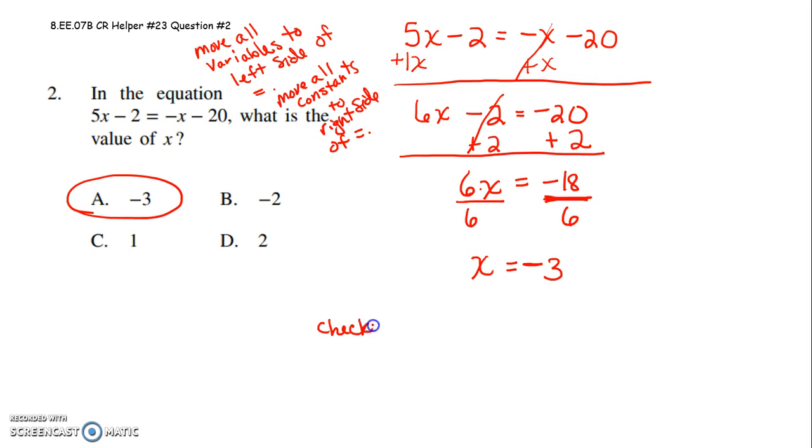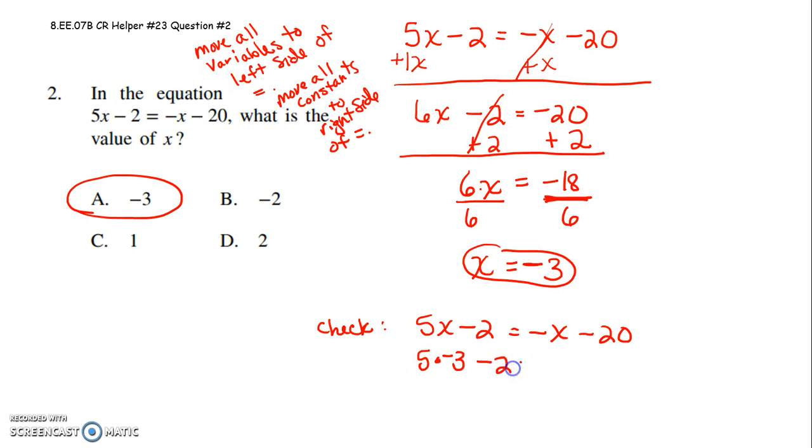And then we'll show a quick check. For the check, you write down your original. In place of x, anywhere you see an x, we'll put a negative 3. So that's 5 times negative 3 minus 2 equals, keep this negative, negative, and then in place of x, negative 3 minus 20. I'm going to simplify the left side, going to simplify the right side, and hope both sides end up equal. 5 times negative 3 is negative 15.